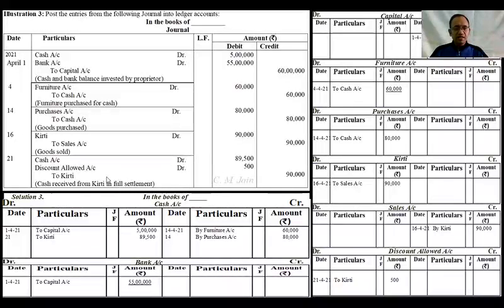And in Kirti's account, on which side will we write? Right, on the credit side. But we cannot write this 90,000 at one go. We'll have to show the bifurcation because it is being credited because of these two accounts. So in Kirti's account, credit side, date 21st April 21, by cash account 89,500 and by discount allowed account 500.